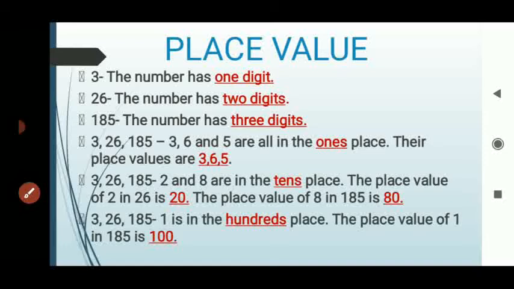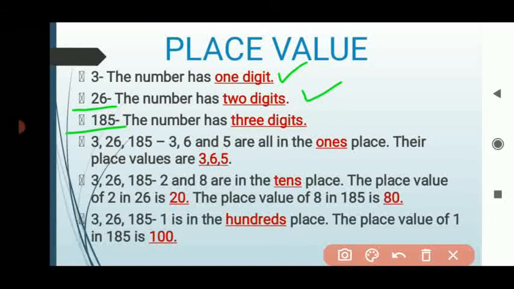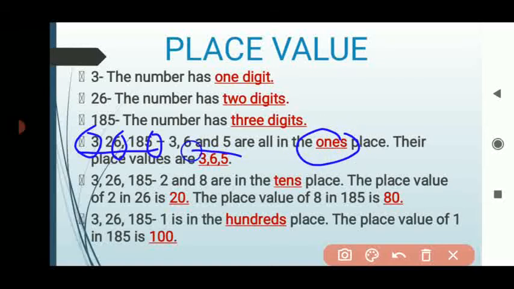So children, let us see one more example. In 3, the number has 1 digit. In 26, the number has 2 digits. In 185, the number has 3 digits. Now, let us see the numbers 3, 26 and 185. So we can say 3, 6 and 5 are at which place? Ones place. So their place values will be 3, 6 and 5. No 0 will be added at the ones place.